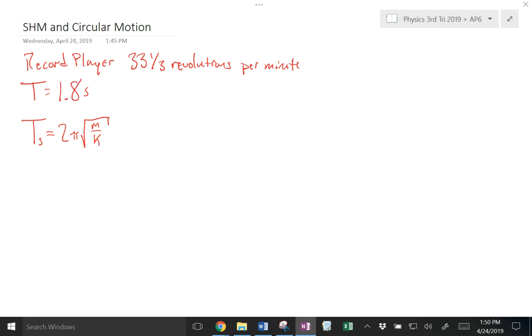All right. So the period for the record player, 1.8 seconds. What's going to be the relevant info for the spring mass oscillator? Ooh, I should give you some relevant info there.